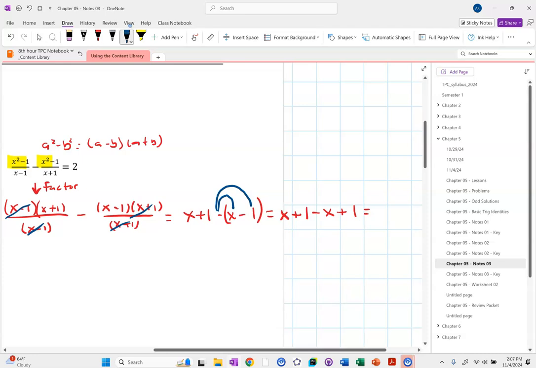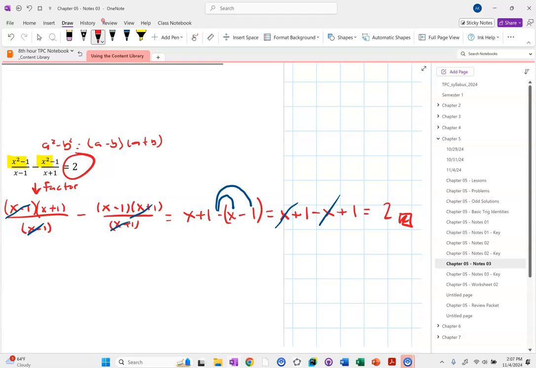Yeah, so x and negative x, that gives us 0. 1 plus 1 is 2. That's where we're trying to get to. We're done. Notice that I wrote this horizontally this time just because of the space constraints. If I had a free sheet of paper, I'd write it vertically, but space is the space.